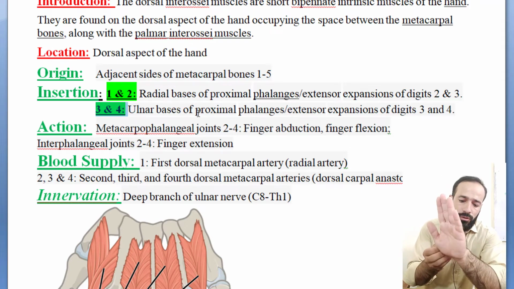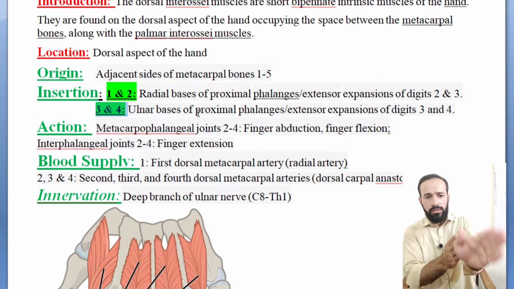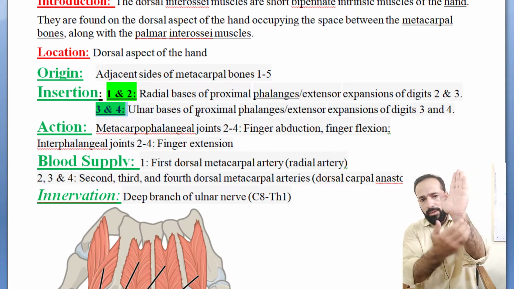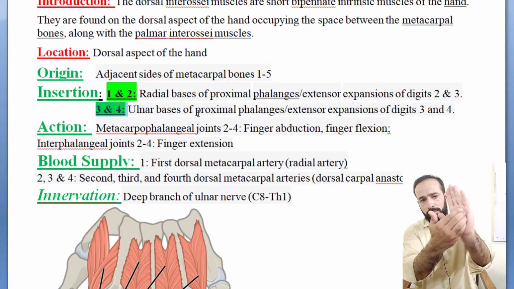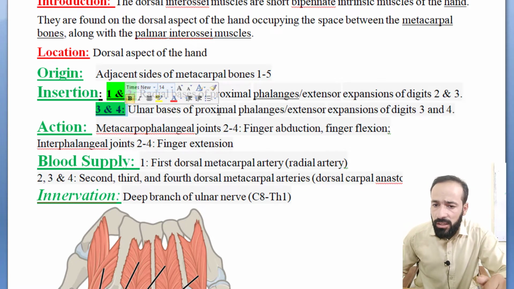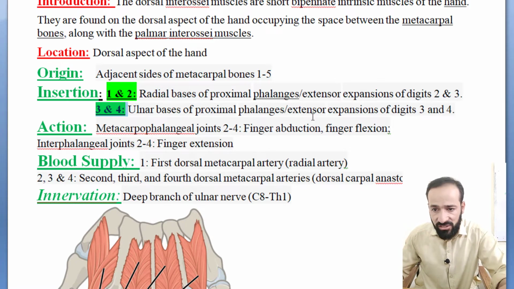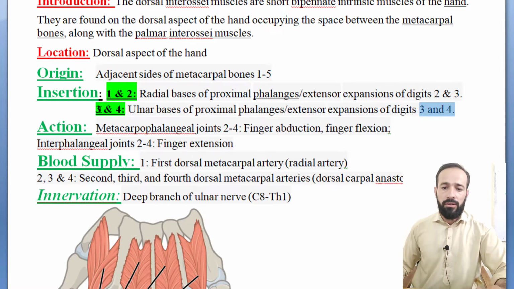Radial bases means towards the radius. Here is the radius. And ulnar bases means the bases of the proximal phalanges towards the ulnar bone, so the ulnar bases of proximal phalanges, expansions of digits 3 and 4. So this is the insertion.